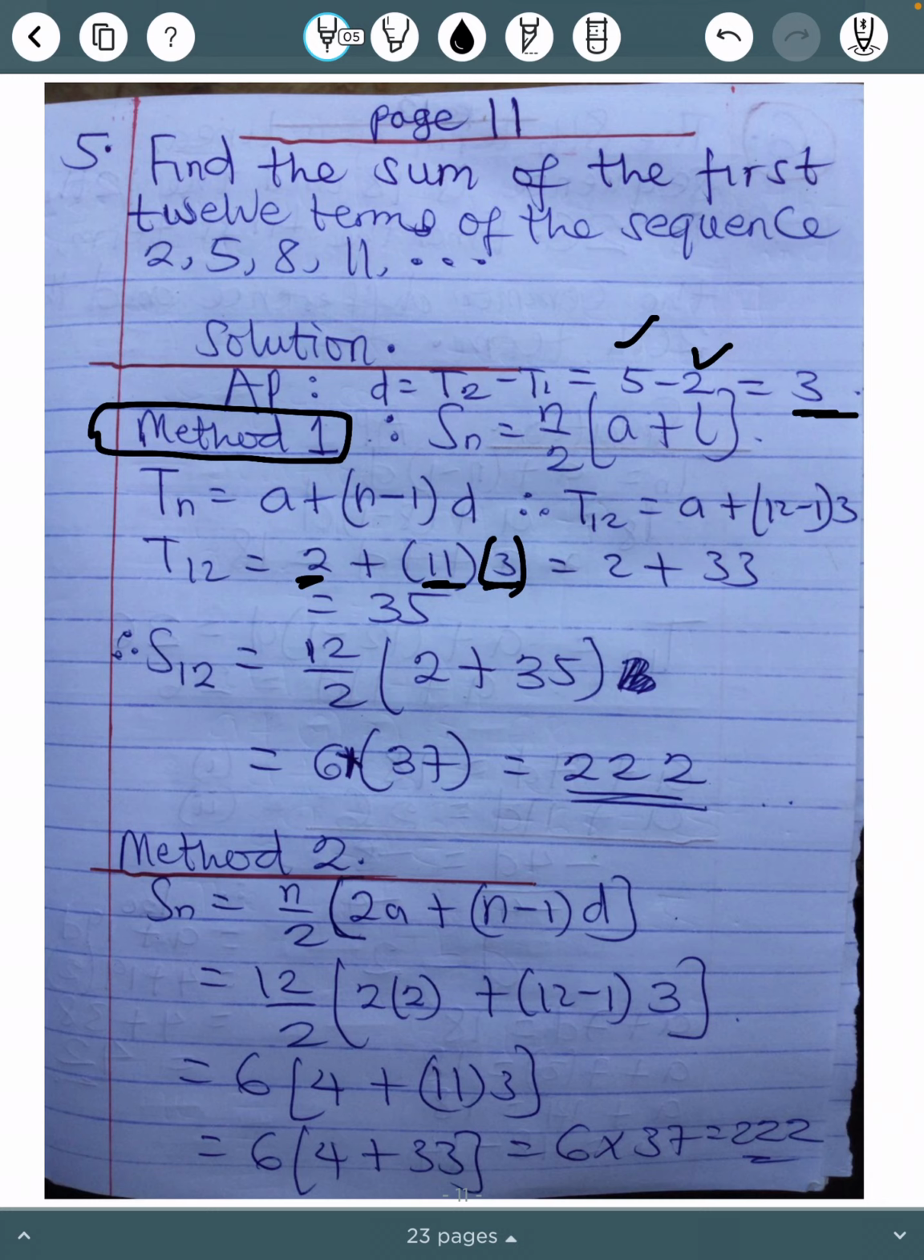So that means now if I want the sum of the first 12 terms, I know the first on my list as what? A, which is 2. And I know the last term on my list, which is what? 35.